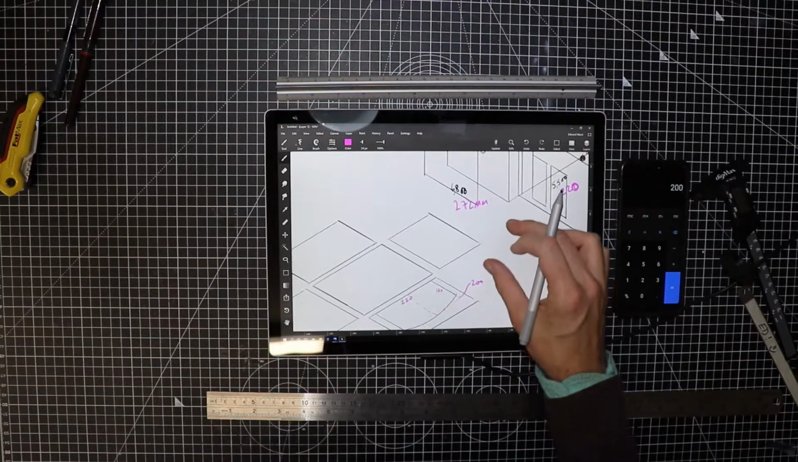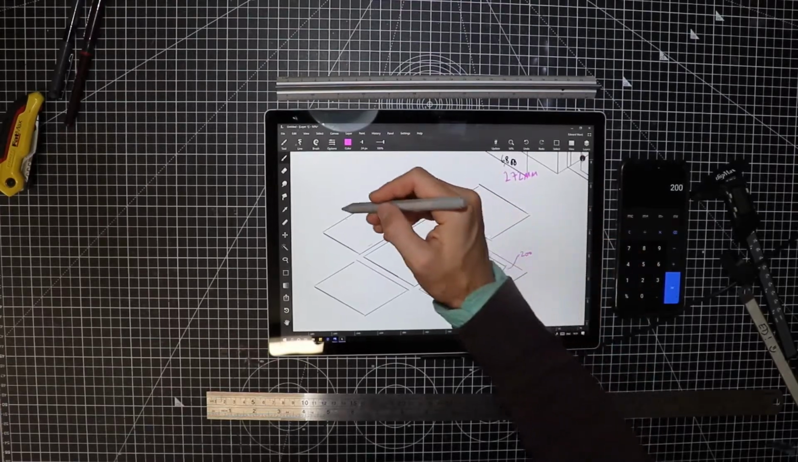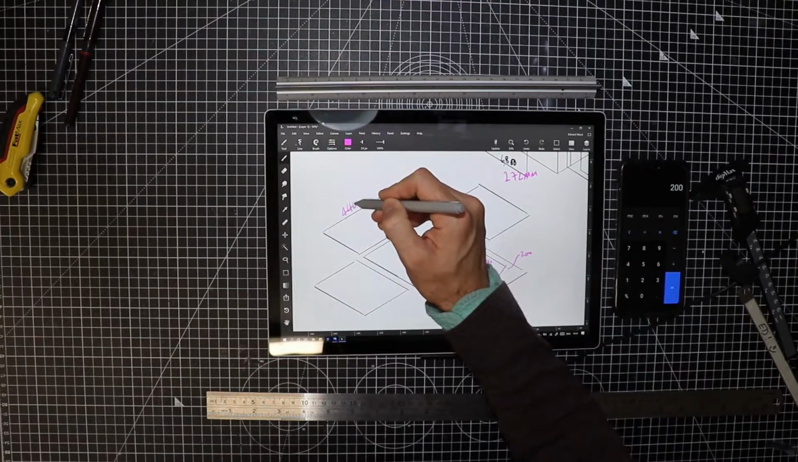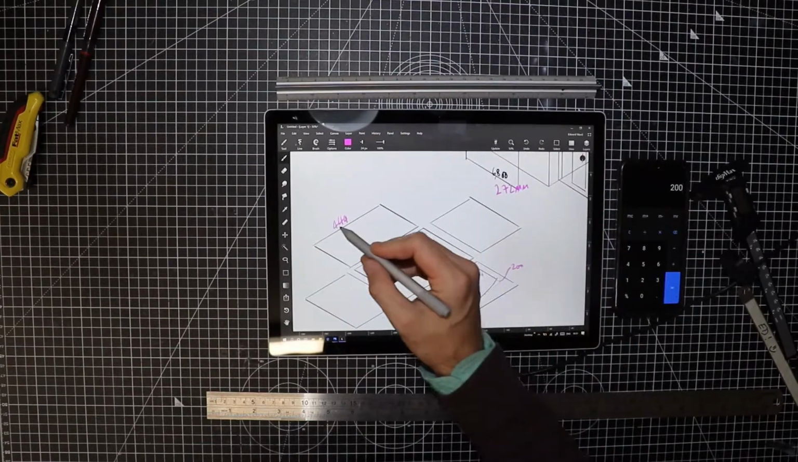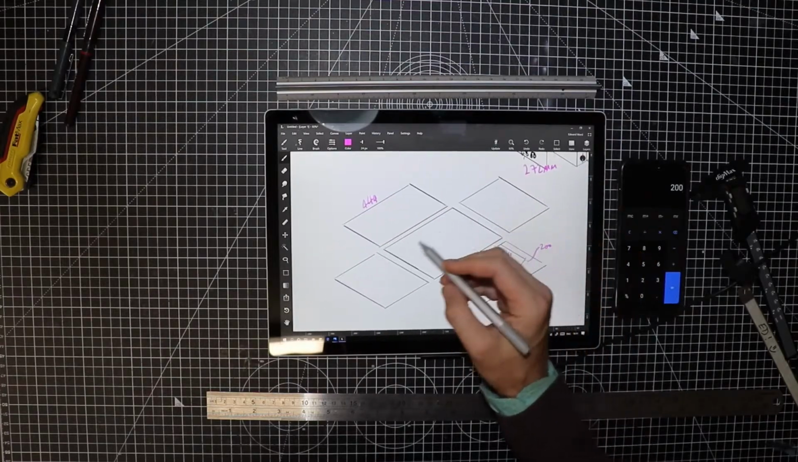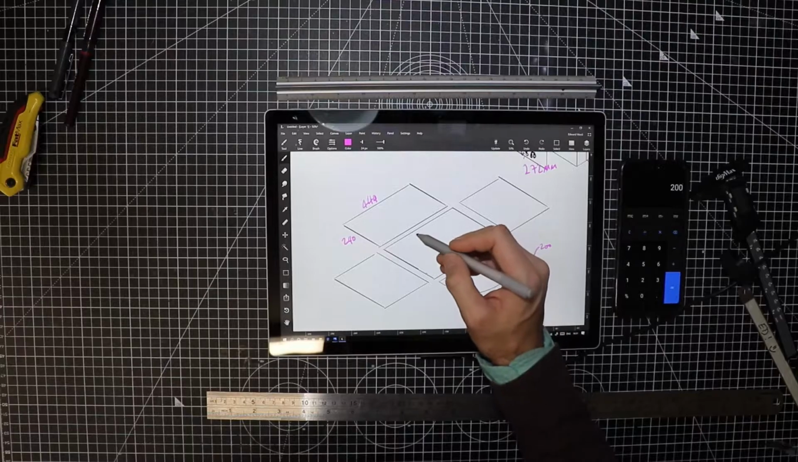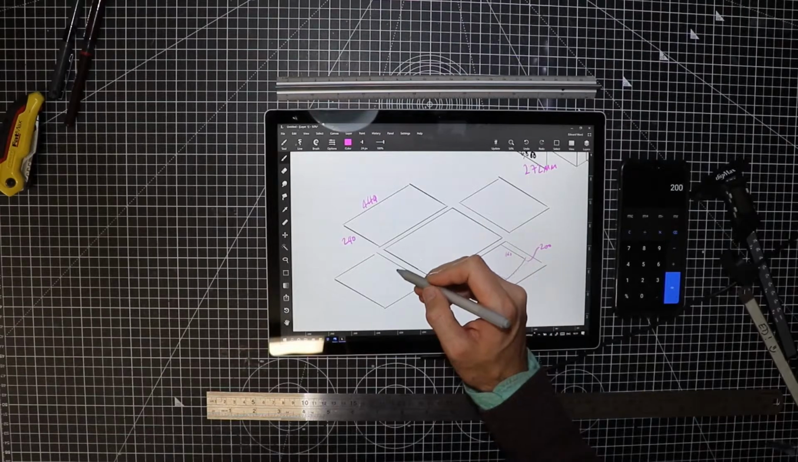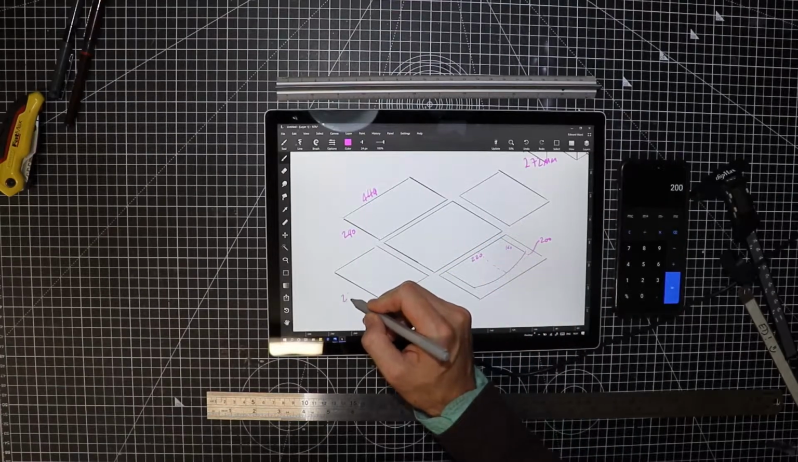Now what do we need to do? We need the overall length, which is 444. Now this will go for all of these objects. 444. So that's obviously the same all the way along. And the height is 240. So this is 444 by 240 high, and that is 272.